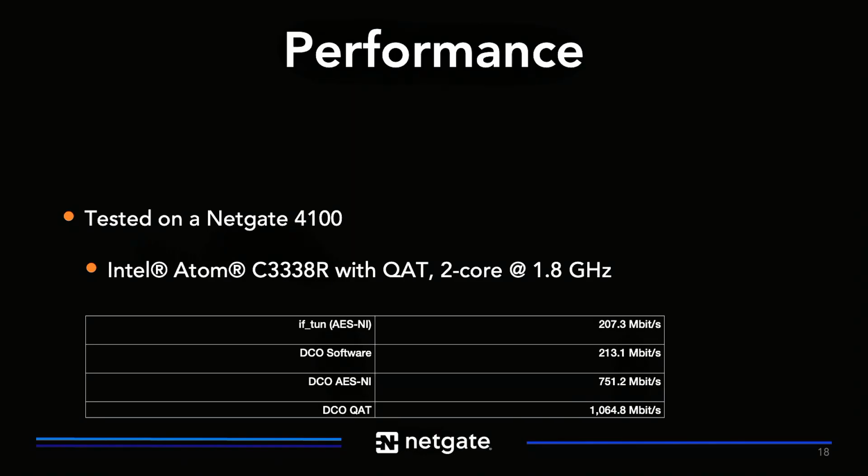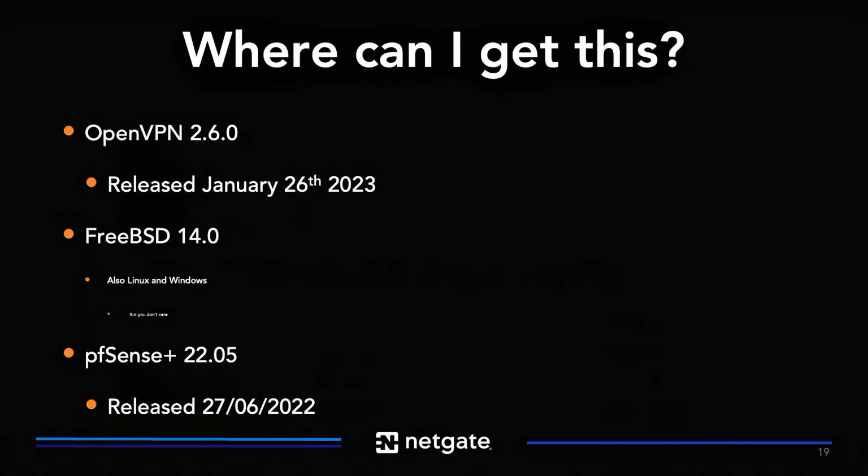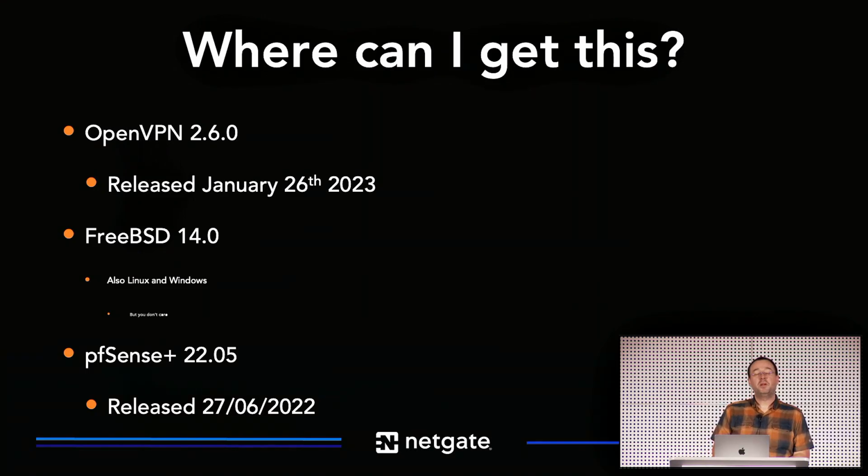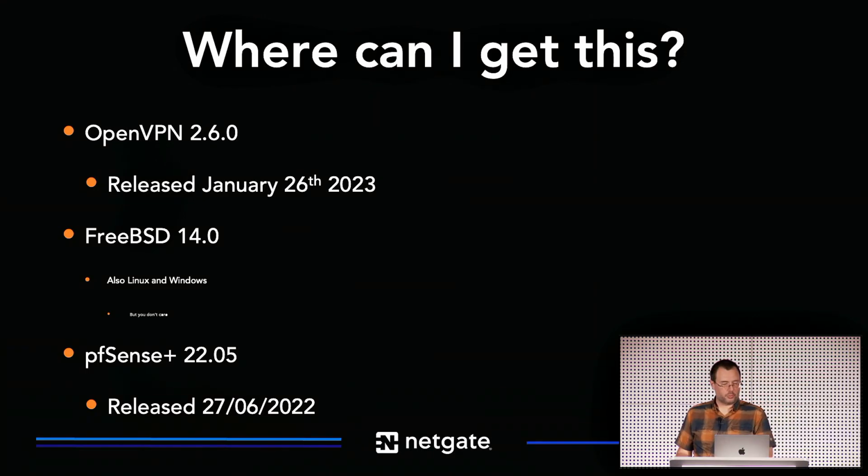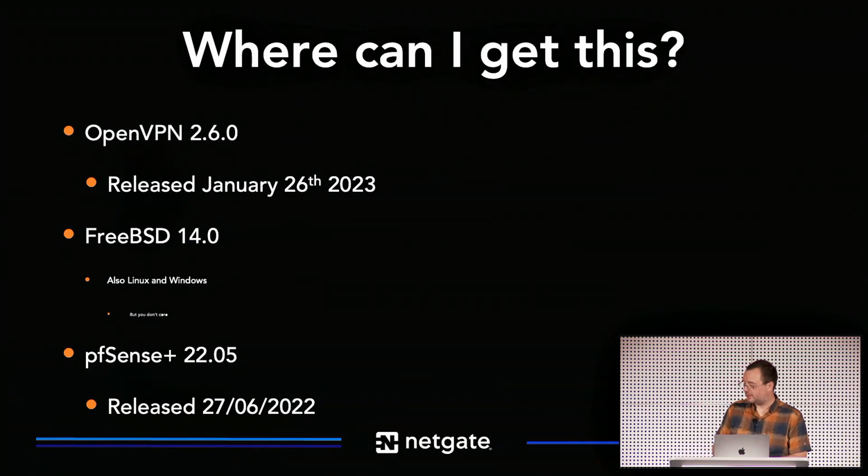Now that I've hopefully convinced you that you want this, how can you get this? You need OpenVPN 2.6.0, which should be easy because that was released early last year. You need FreeBSD 14.0, except don't run 14.0 because 14.1 is out. Keep an eye out because 14.2 is going to come out soon. That will also have if_ovpn included with it. You can also get this on Linux and Windows, but why would you do this? You just want to run FreeBSD, clearly.